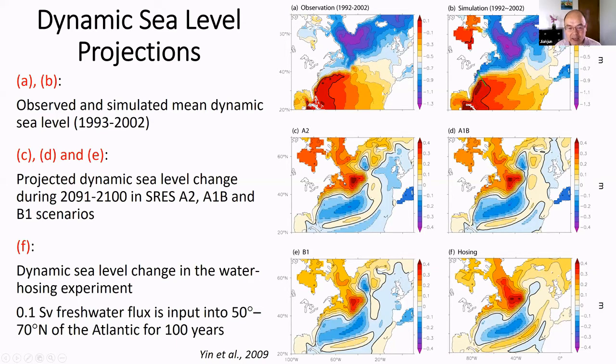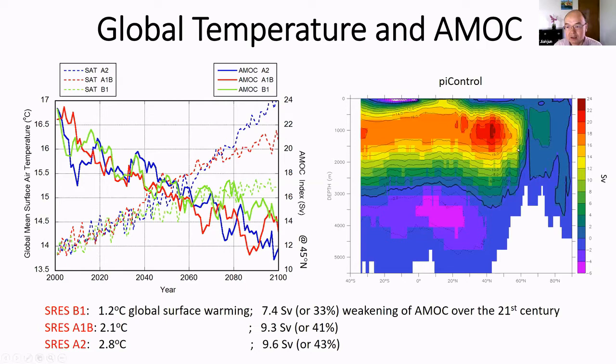You can see the dynamic sea level change patterns are similar between different scenarios, but the magnitude is larger in the higher emission scenario. This pattern of dynamic sea level change is caused by the AMOC weakening. The right panel here shows the overturning stream function in the Atlantic Ocean in the control simulation of CM2.1. You can see the model simulates a vigorous AMOC in the control simulation.